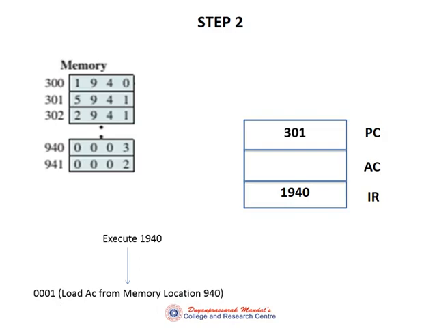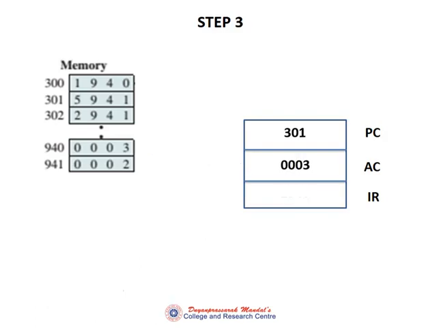So 1 in binary is denoted as 0001. This opcode tells you to load accumulator from memory location 940. So the accumulator will be loaded with the data that is there at 940. Here at 940 we have 0003 stored, which will be loaded into the AC register, that is the accumulator. So this is the execution of the first instruction and step 2. So the first step is fetching, the second step is execution.